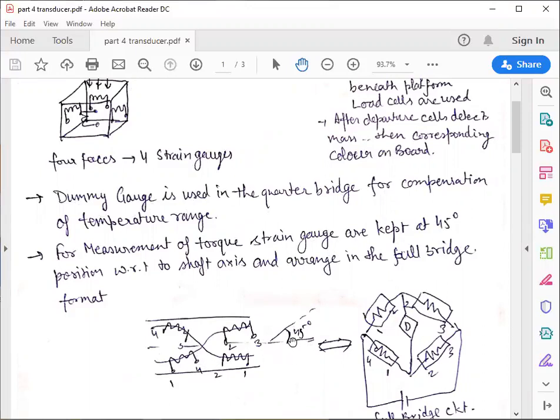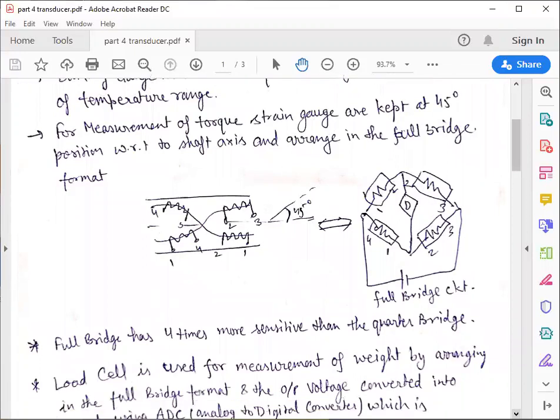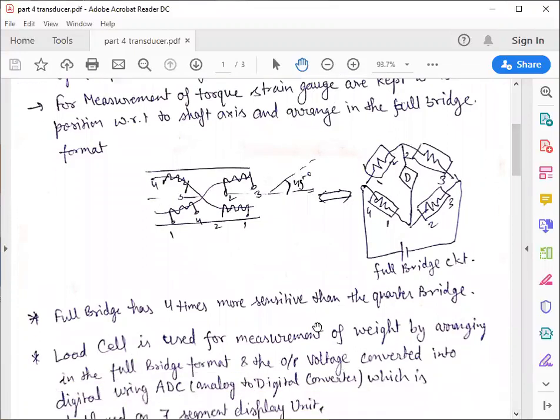Here the arrangement is at a 45 degree angle, and its equivalent circuit will be like this. This is a full bridge circuit, and here one point is important, that the sensitivity of a full bridge circuit is 4 times that of the quarter bridge circuit.